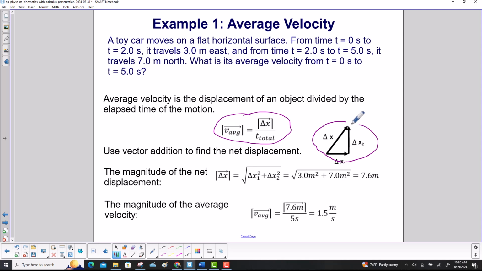Why? Because we need the displacement from our initial position here to our final position here. So we've got motion in the x direction and also in the y direction here. So the magnitude of the net displacement will be delta x1 squared plus delta x2 squared, and then you take the square root of that, it's just Pythagoras. And we get 3 meters squared plus 7 meters squared, square root of is 7.6 meters. So the magnitude of the average velocity is 7.6 meters divided by 5, or 1.5 meters per second.